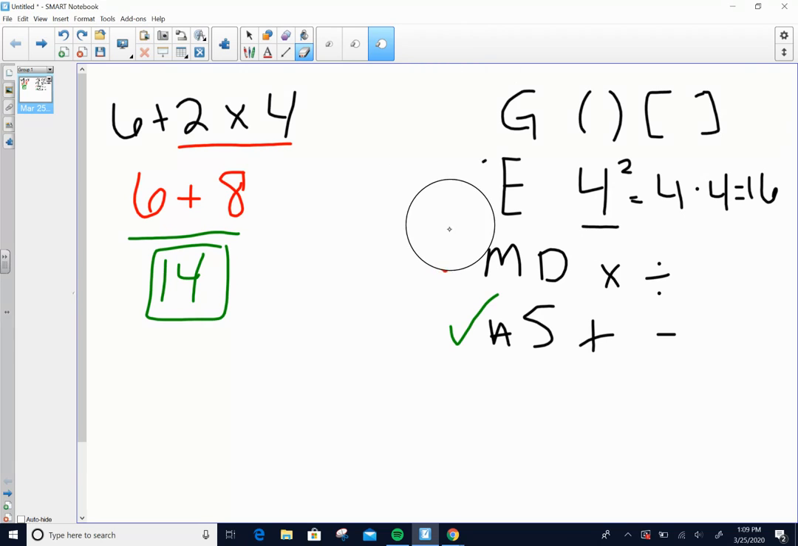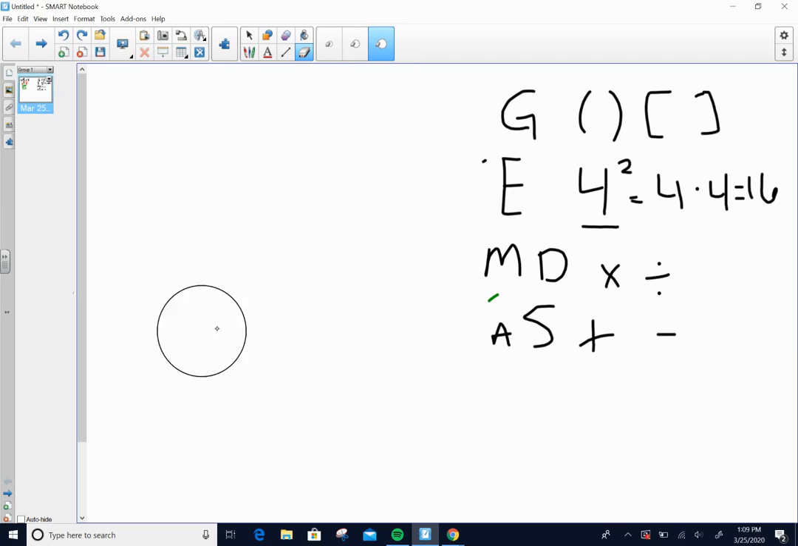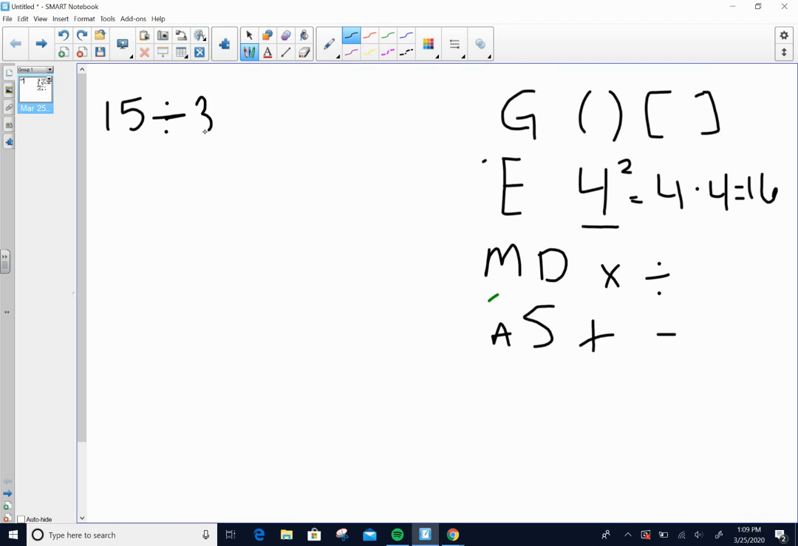So I'm going to erase these check marks so I can go back and solve them. I'm going to erase this problem. And let's do this one here. Let's say I have 15 divided by 3 plus 6 times 2.